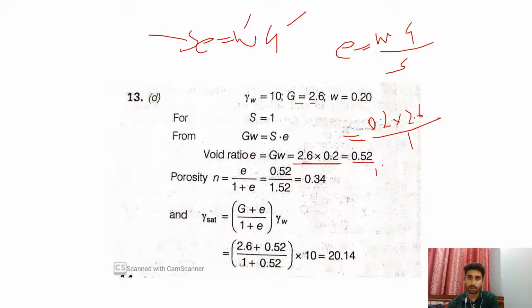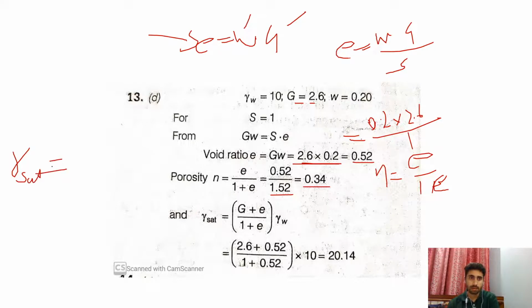Again another formula that we already know. What is the value of porosity? n is equal to e upon 1 plus e. Again the value of e is 0.52, so 0.52 upon 1.52 gives 0.34. And what is the value of gamma saturated?